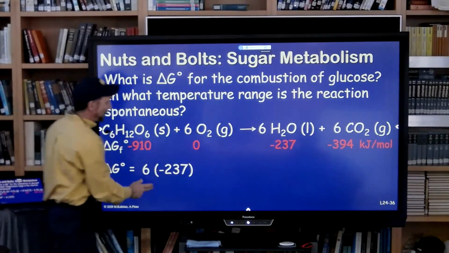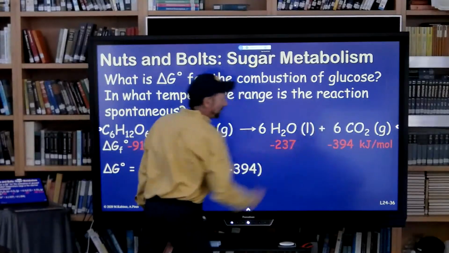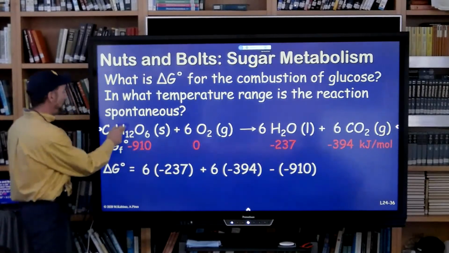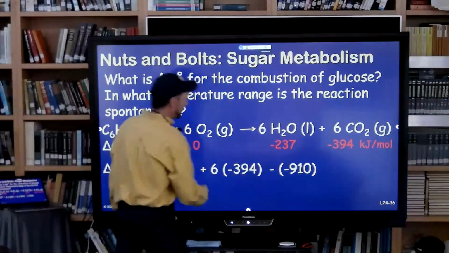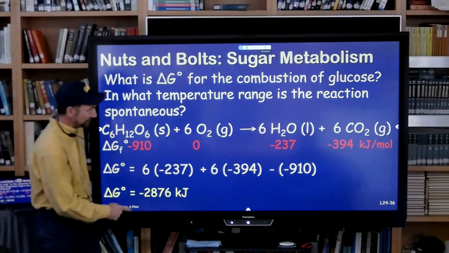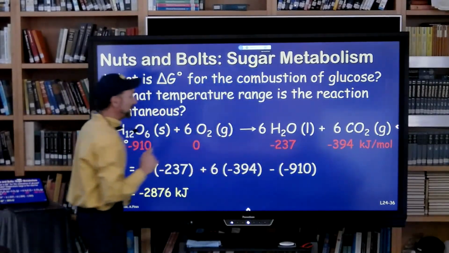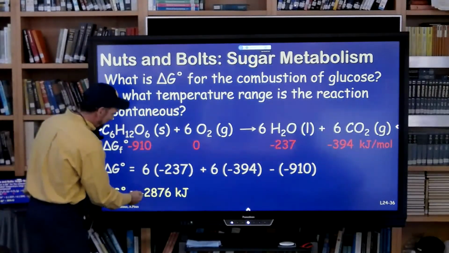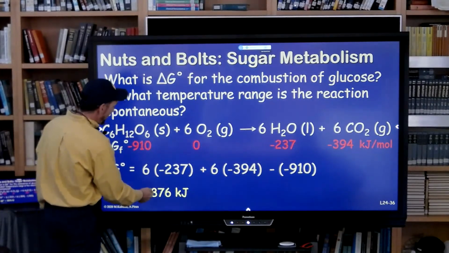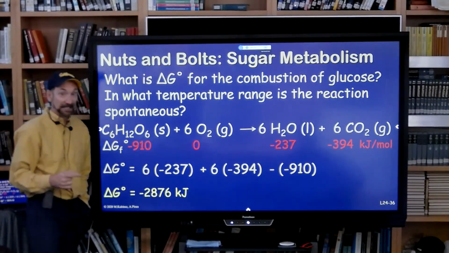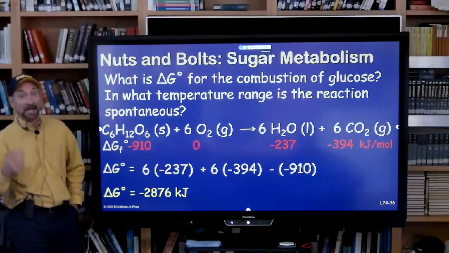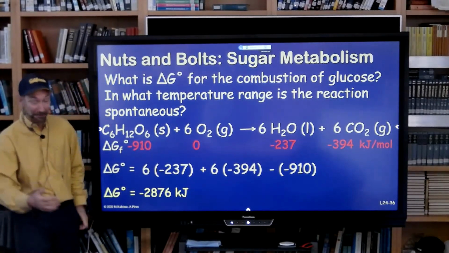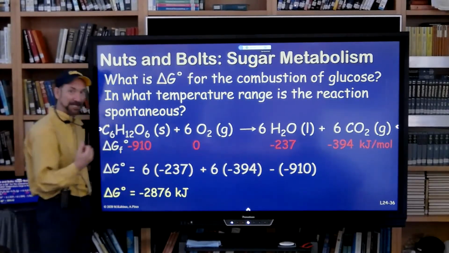6 water molecules and 6 carbon dioxide molecules are the products, minus 1 glucose and 6 oxygens. And again, oxygen, an element in its standard state, we're going to enter 0. So minus 2,876 kilojoules per mole. Awesome. And this is the useful work. That's not just the enthalpy. This is the tremendous amount of useful work we can get out of that.